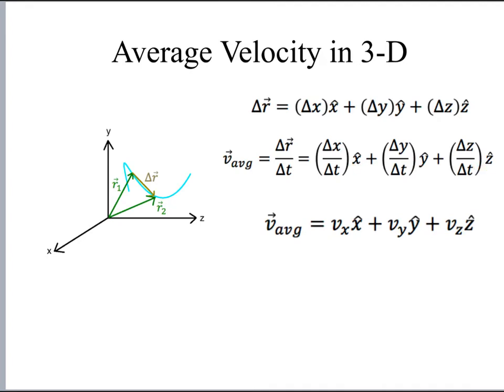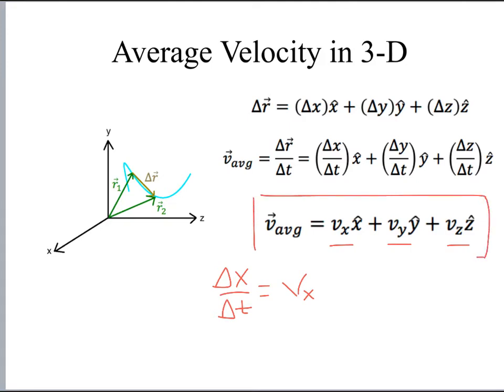And I can make a definition that my delta x over delta t is just Vx, and Vx is the x component of the average velocity. And so I can do the same thing for Vy and Vz. And so that gives us the way to calculate the average velocity in 3 dimensions. We just do the same thing we did in 1 dimension 3 times. Delta x over delta t, delta y over delta t, and delta z over delta t.